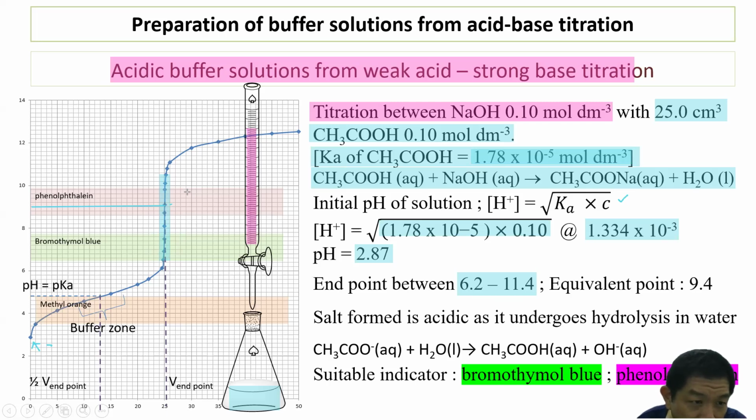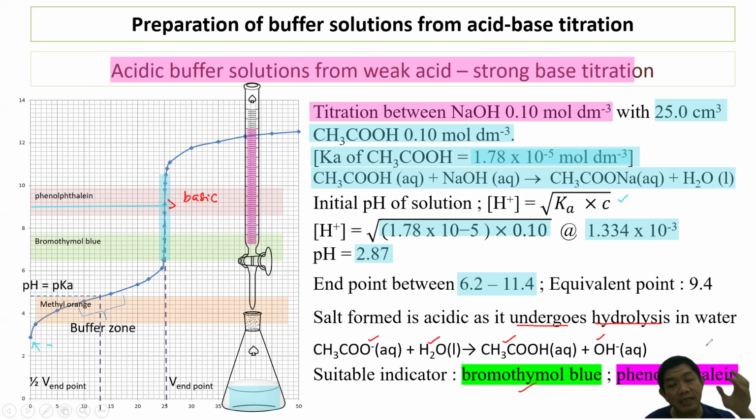As you can see here, the equivalent point of this titration is basic. Why is it basic? Because it undergoes hydrolysis in water. When you have a high amount of CH3COO-, the CH3COO- reacts with H2O to form CH3COOH plus OH-. The two suitable indicators that can be used for this titration are bromothymol blue and also phenolphthalein.